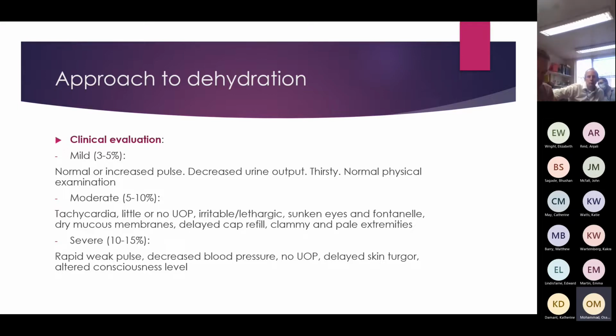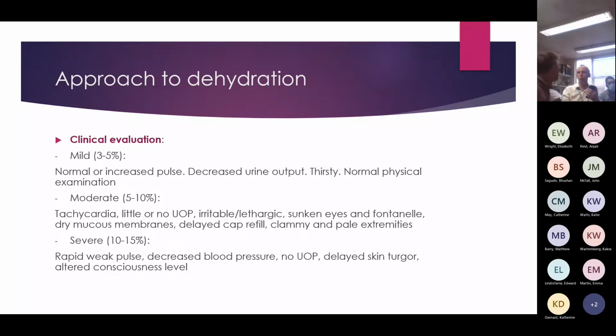In moderate dehydration, which comprises around 5 to 10% fluid loss, they start to exhibit various symptoms and signs, including tachycardia, little or no urine output. They can start to be irritable or lethargic. They can start to have sunken eyes, sunken fontanelles. Their mucous membranes start to become dry. Capillary fill time starts to be prolonged, and their extremities can become clammy and pale.